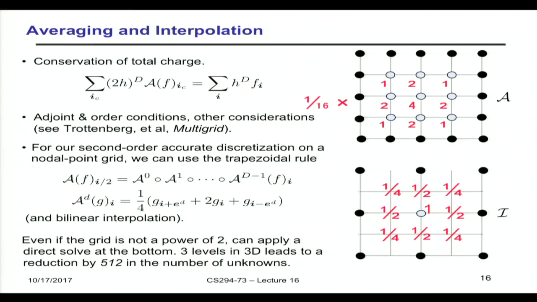And again, it's better to use a library or to at least work with existing code bases that scale. So basically, 3 levels in 3D leads to a reduction of 512 in the number of unknowns, which is a pretty nice reduction. 4 or 5 of those, we do 15 levels, 16 levels. You do get into some arithmetic issues where you get round-off errors propagating up and down. So it can be problematic at scale, but it's pretty good in general.